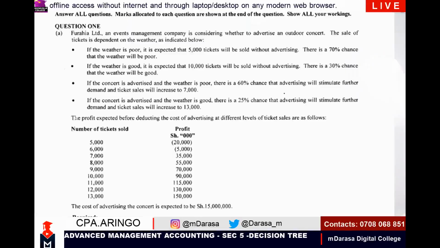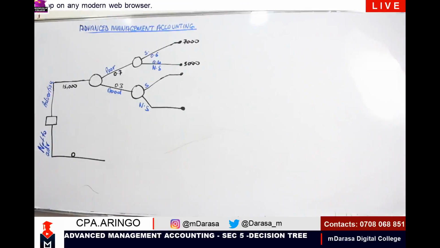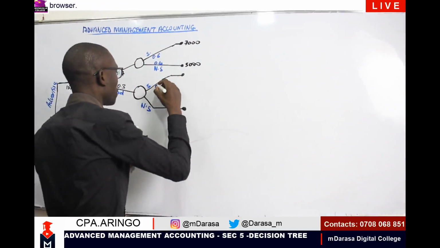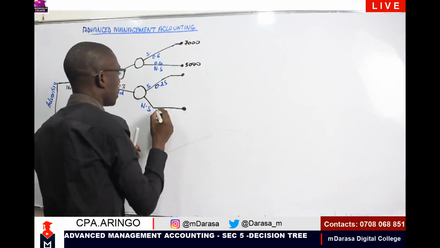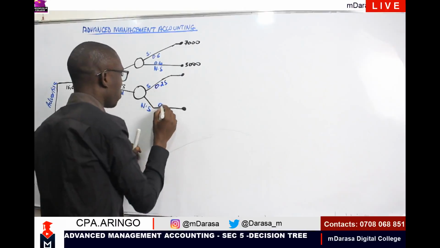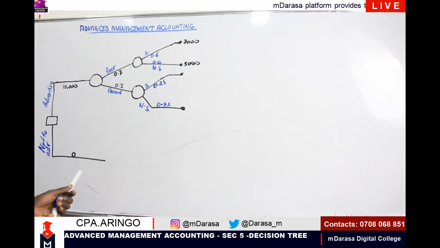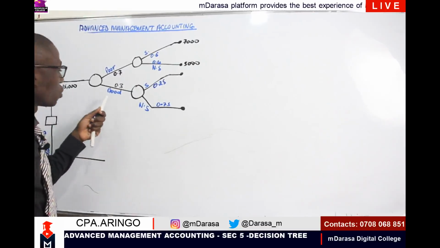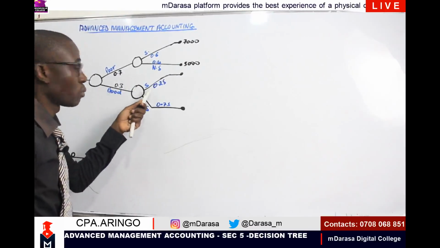Look at dash 4. If the concert is advertised and the weather is good, there is a 25% chance that advertising will stimulate further demand and ticket sales will increase to 13,000. 25% chance, so we are talking of 0.25. It will stimulate our demand at 0.25, and it will not at 0.75. At this point, we've done our advertisement, my weather is good, and advertisement has stimulated our demand, 0.25.